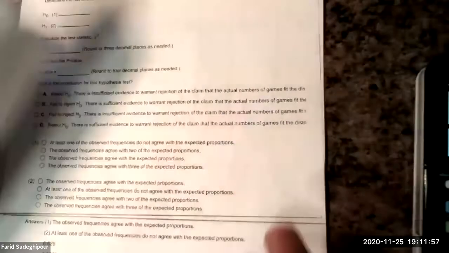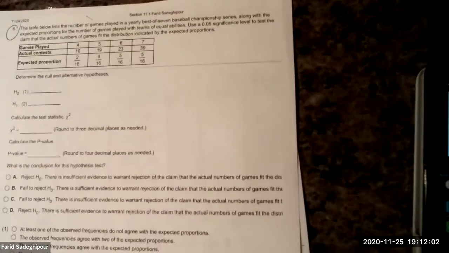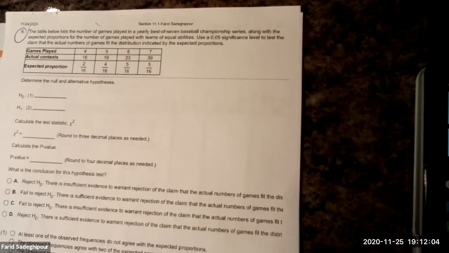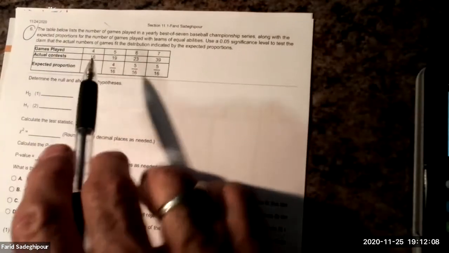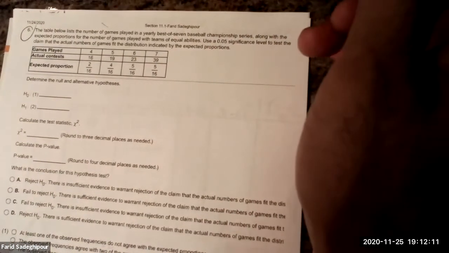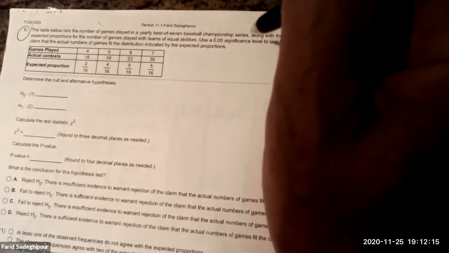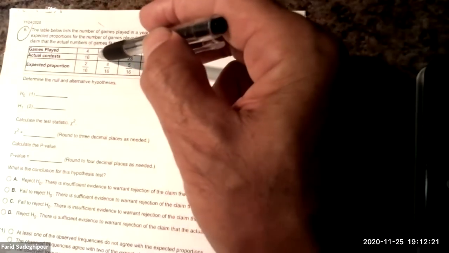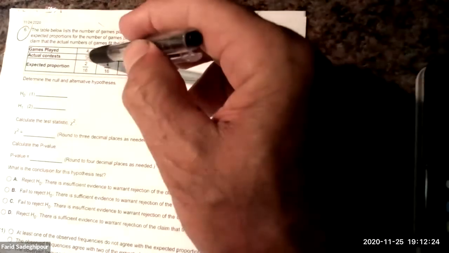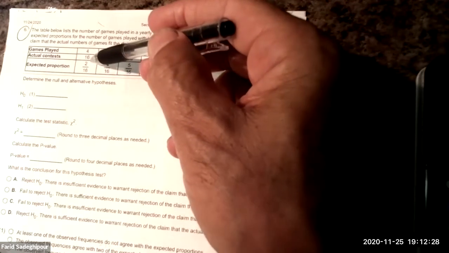And then there is another example here. I think it shows number 6. See, number 6 is very similar to the Benford law. Here, they're telling you the table below lists the number of games played in a yearly best of 7 baseball championship series, along with expected proportion. So actual numbers are given. These are the observed ones. But for the expected one, they're saying you take 2/16 of each.